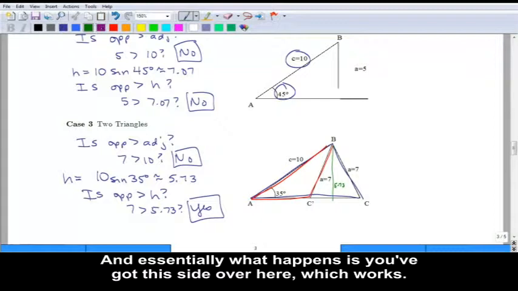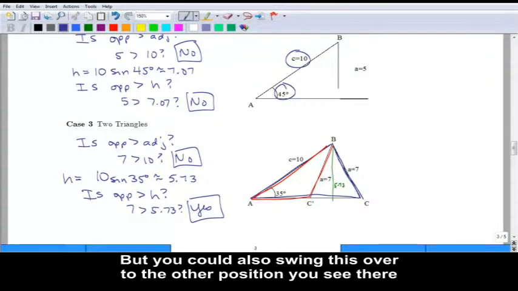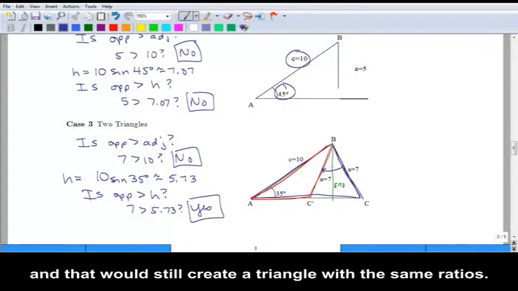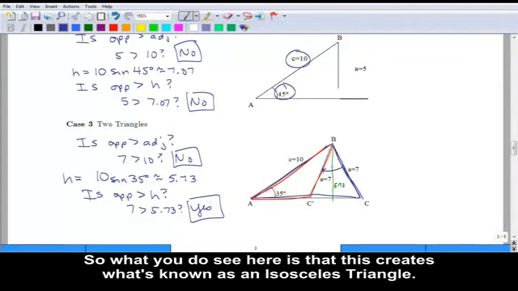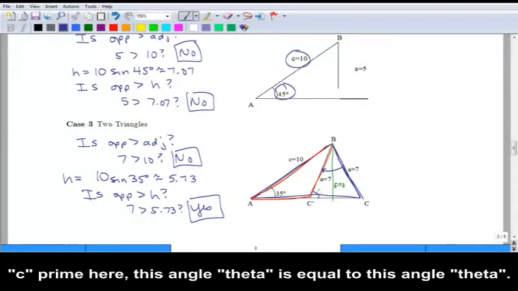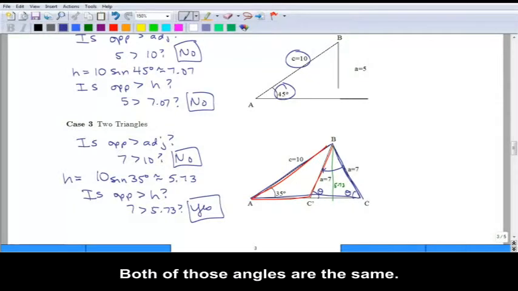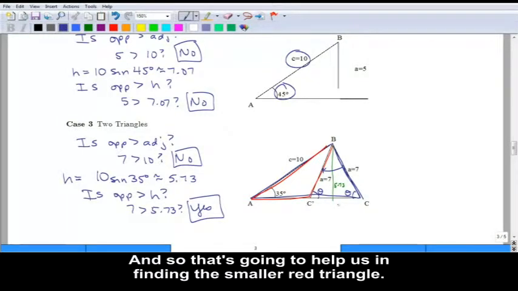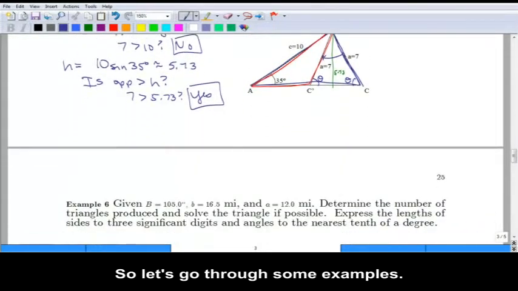And essentially what happens is you've got this side over here, which works, but you could also swing this over to the other position you see there, and that would still create a triangle with the same ratios. So what you do see here is that this creates what's known as an isosceles triangle. C prime here, this angle theta is equal to this angle theta. Both of those angles are the same, and so that's going to help us in finding the smaller red triangle. So let's go through some examples.